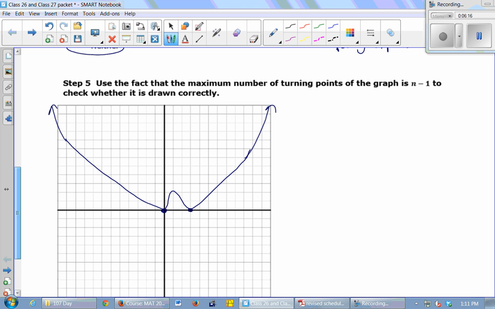How many turning points does this graph have? 3. Yep. 1, 2, 3. 2 local mins and a local max. So that does confirm this. We have 3 turning points. And in this case, n equals 4.